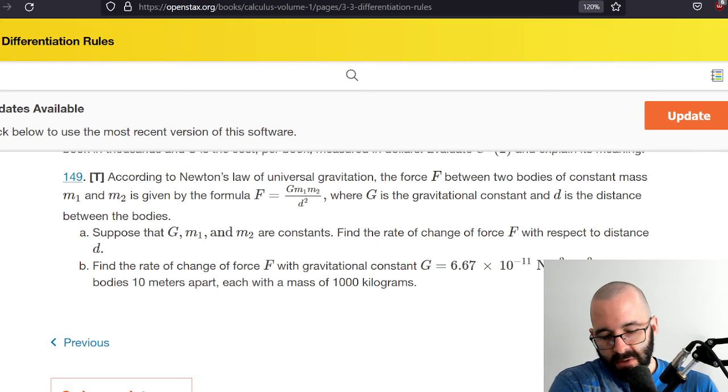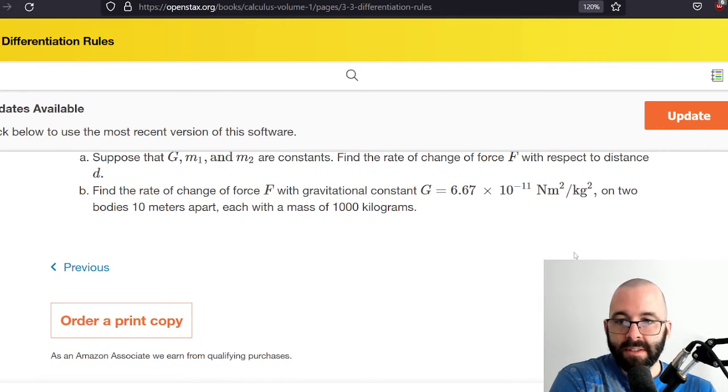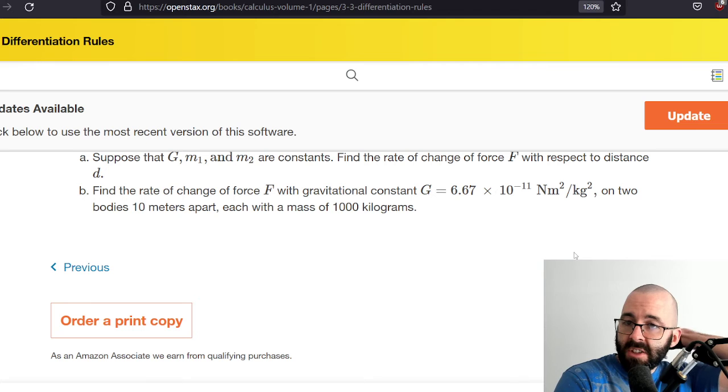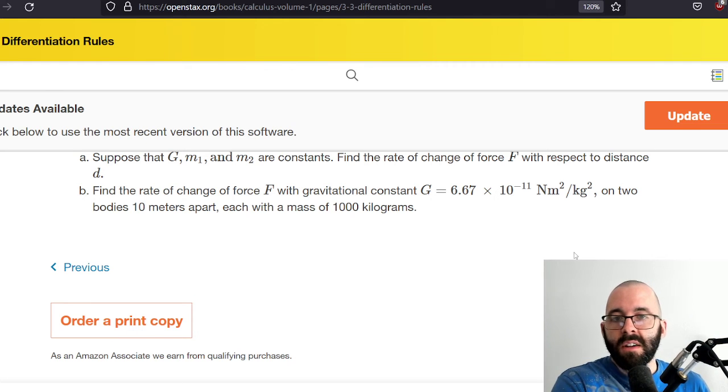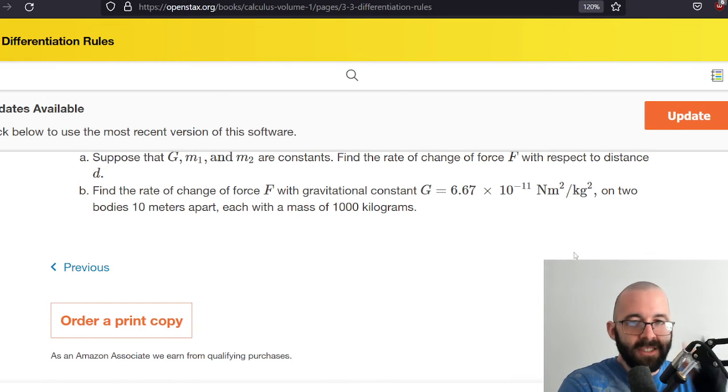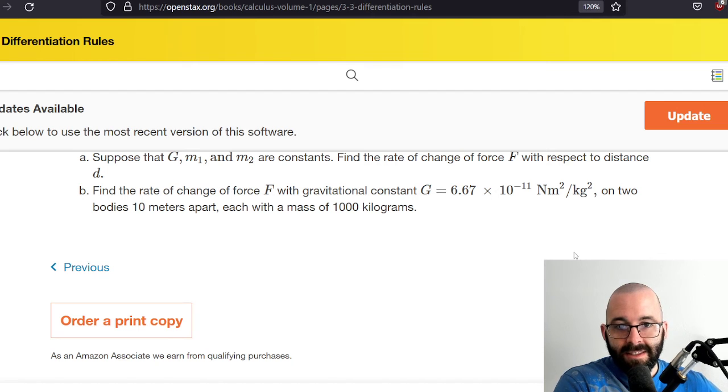As the rate of change of the force with respect to the distance between the objects. Part B asks us to find the rate of change of force F with gravitational, oh wait. Sorry, the gravitational constant was not what I was thinking of earlier here. I fail my physics for the day. Gravitational constant G, which is not 9.8 meters per second squared, on two bodies 10 meters apart, each with a mass of 1,000 kilograms. They're big things.